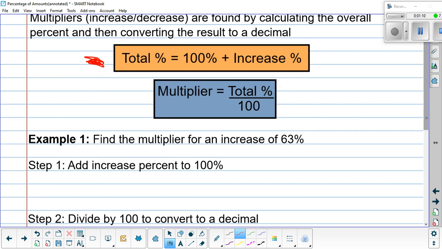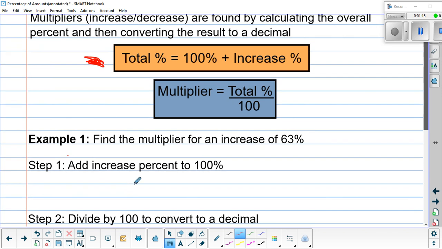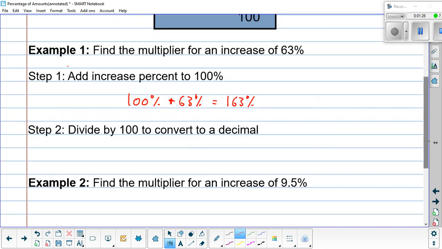Here, find a multiplier for an increase of 63%. We always start at 100%. Increase means add, so we add 63%, and we get 163%. Next, we want to divide by 100 to convert it to a decimal. So 163 divided by 100 equals 1.63, and that would be our multiplier. Sometimes we state this as M.